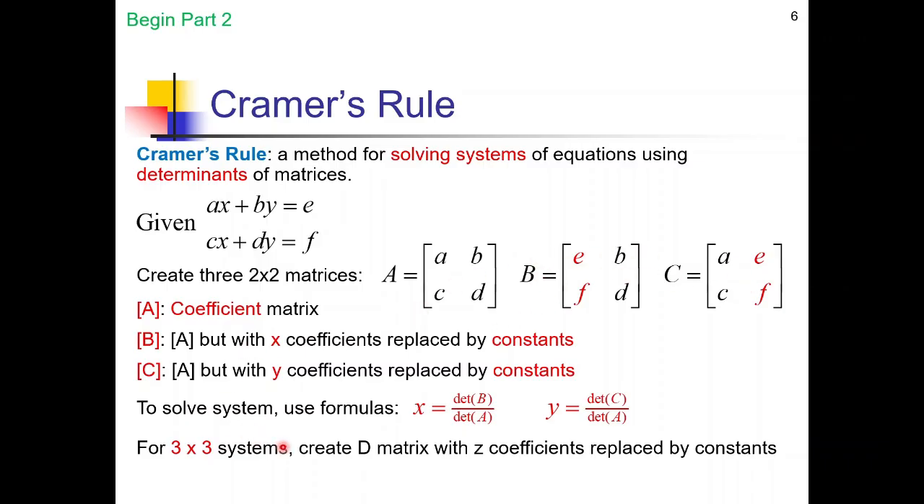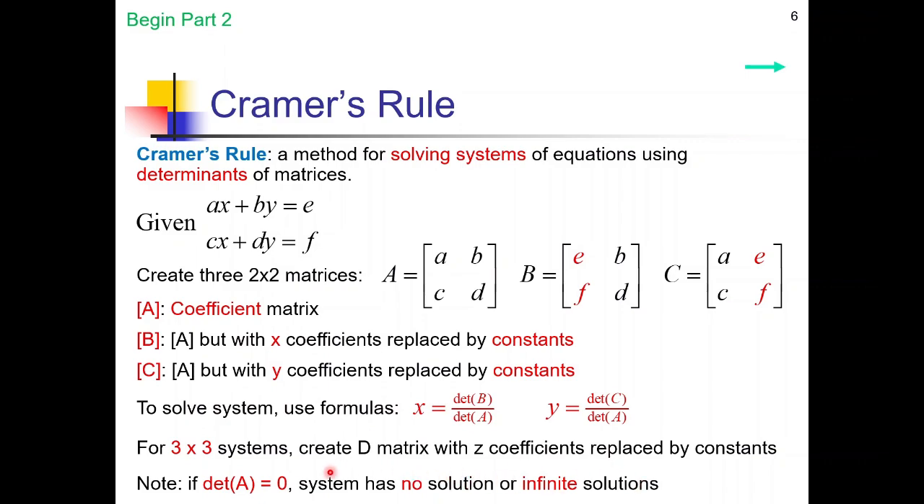The other thing that might come up that's a little bit weird is what happens if you take the determinant of A, specifically the coefficient matrix, and you get 0 for that determinant. Well, that's kind of a deal breaker, right? Because you can't divide by 0. So what does that actually mean? What that means is that the system you are trying to solve either has no solution or it has infinite solutions. We can't really figure out which one. All we know is that it does not have one unique solution.